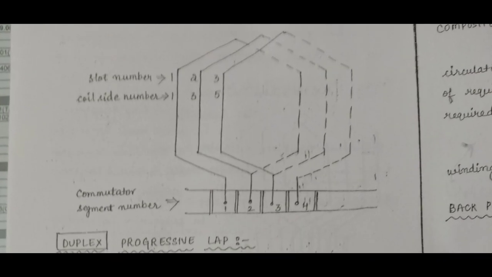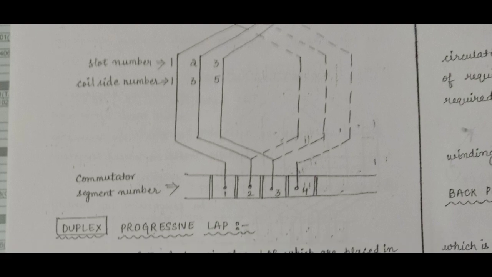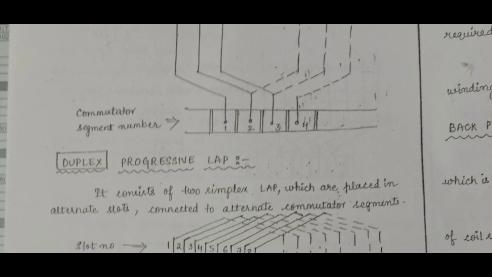Slot number 1, coil side number 1; slot number 2, coil side number 3; slot number 3, coil side number 5. Commutator segments are numbered 1, 2, 3, 4, 5.